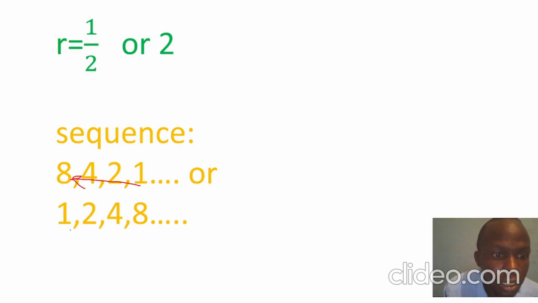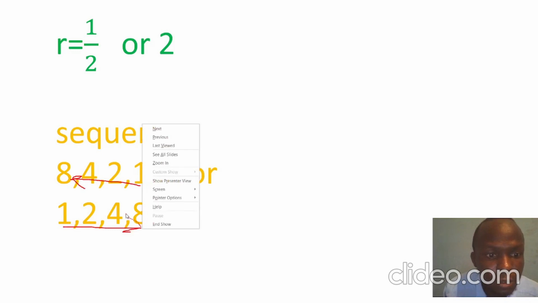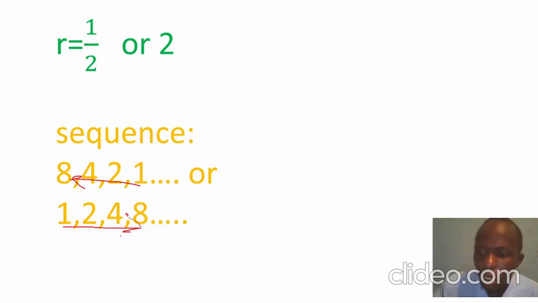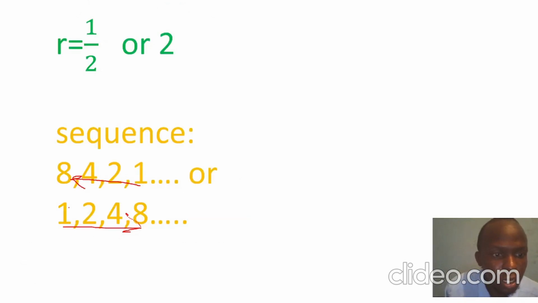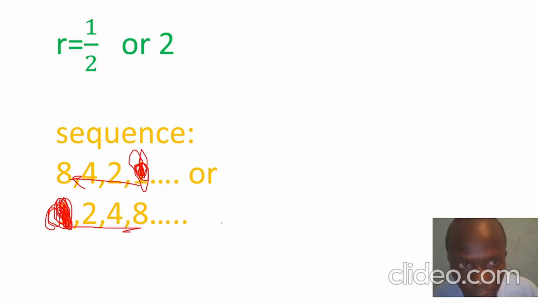This one is in ascending order. Let us look at the first terms. The first term is 2 or 8. Point of correction, that one is not there. So it's 2, 4, 8. Don't have 1. 2, 4, 8, and so on. So those are the possible sequences in this particular geometric progression.